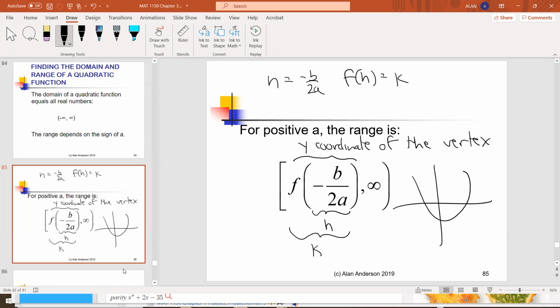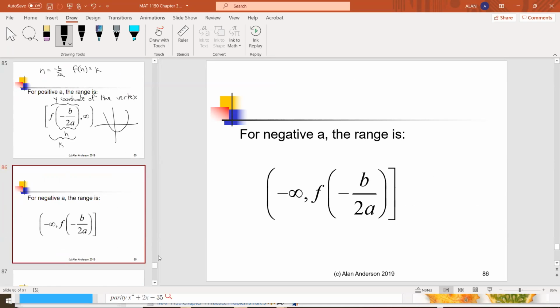If it's not, then it works the other way around. Okay, this becomes the k, and we end up having something like this. So the range would be everything from this point down.